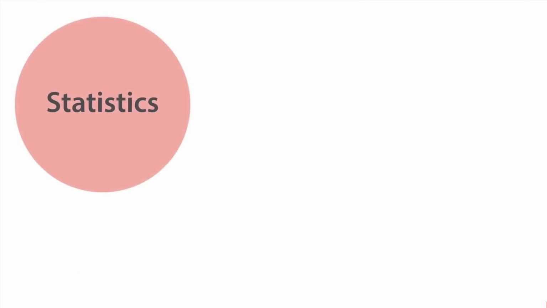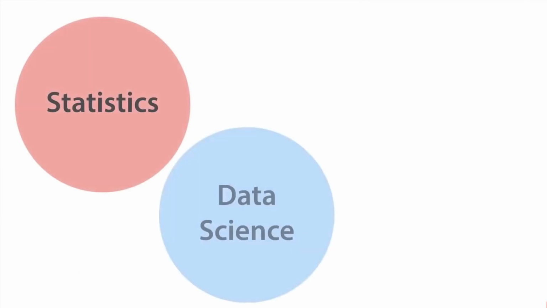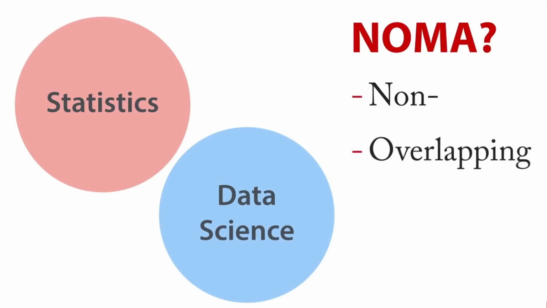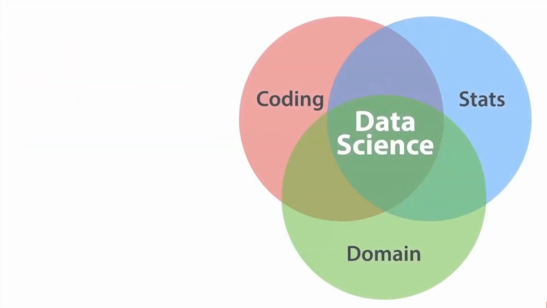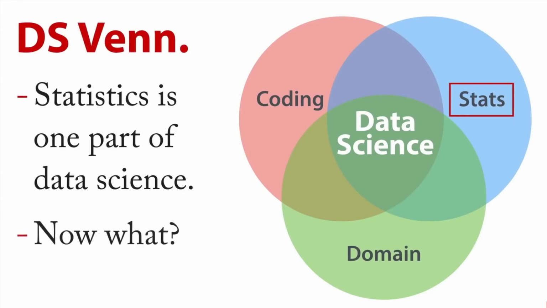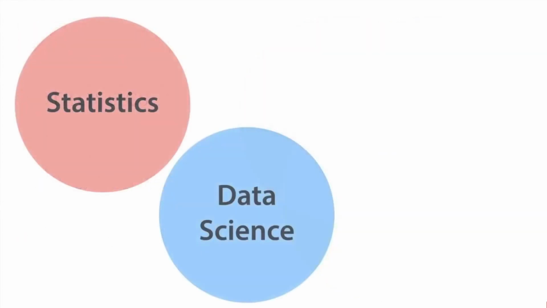So let's start here about statistics. Put a little circle here and we'll put data science. And to borrow a term from Stephen Jay Gould, we can call these non-overlapping magisteria, or NOMA. So you think of them as separate fields that are sovereign unto themselves with nothing to do with each other. But that doesn't seem right. And part of that is if we go back to the data science Venn diagram, statistics is one part of it. There it is in the top corner. So now what do we do? What's the relationship? So it doesn't make sense to say these are totally separate areas.